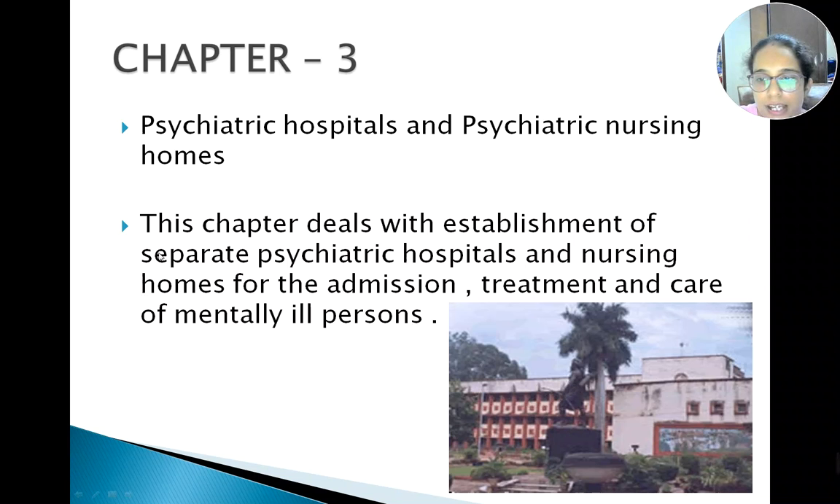As you can see in the picture, this chapter deals with the establishment of separate psychiatric hospitals and nursing homes for the admission, treatment and care of a mentally ill person. So what does it mean? It means we now have a different setting for psychiatric hospitals and psychiatric nursing homes.